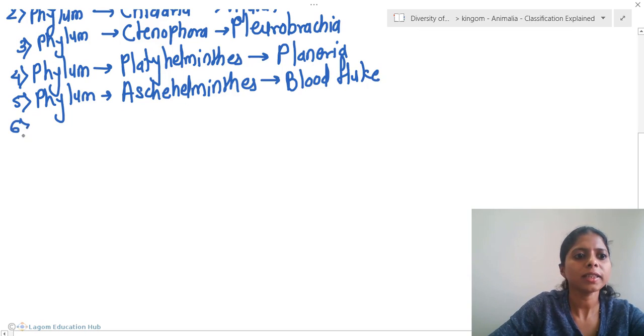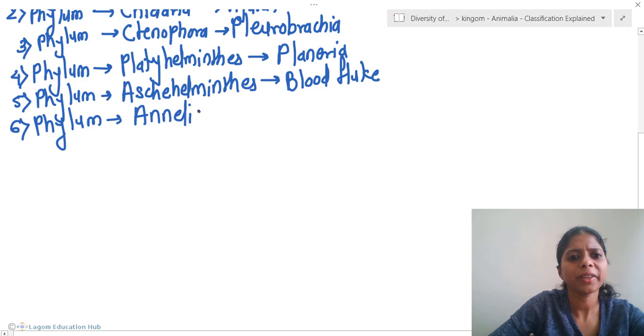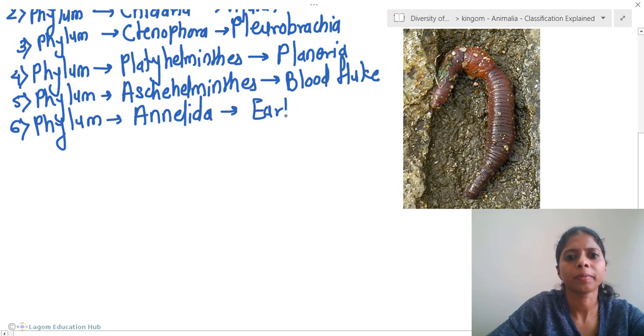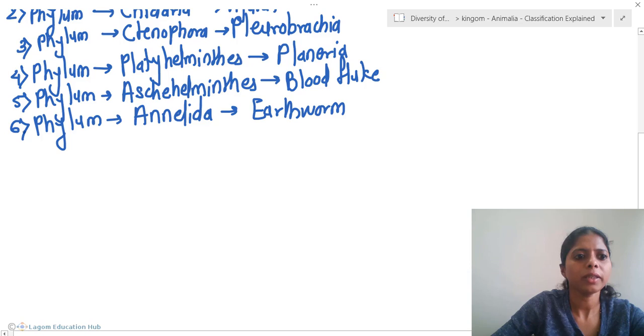Then the sixth phylum included in this kingdom is called Annelida. Now Annelida is very familiar to us. It includes earthworm. It is a little bit more advanced than the Aschelminthes.